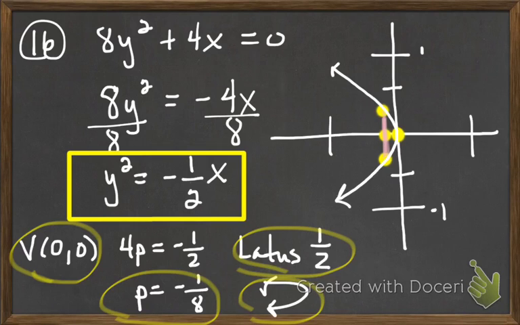You're going to locate the vertex, the p-value, how long the latus rectum is, direction of the parabola, and you're going to sketch it out. 36, 38, and 42 are already in standard form. Ask each other for help if you need it.